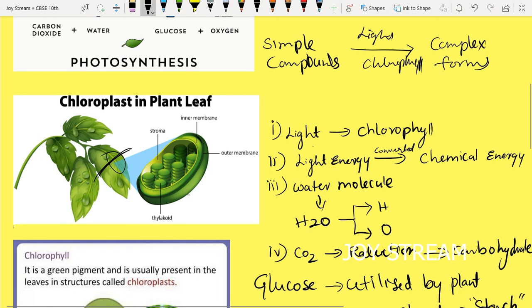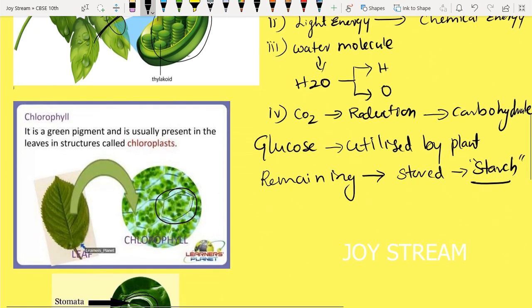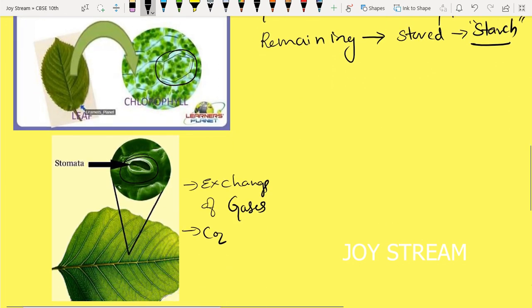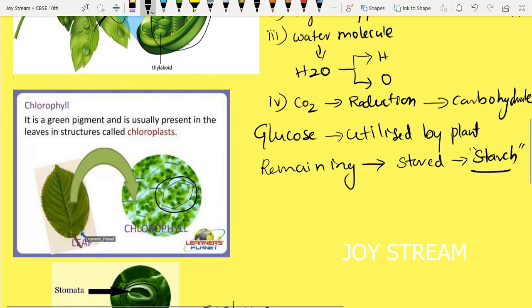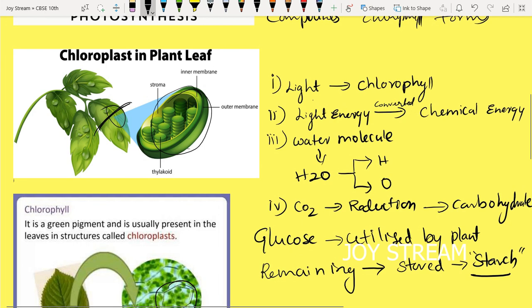Where is the chlorophyll present? In the chloroplast. Where are the stomata present? On the surface of the leaf. What is the function of the stomata? Exchange of gases takes place. So, what does this chlorophyll do? It absorbs the light. Then the light energy is converted to chemical energy.